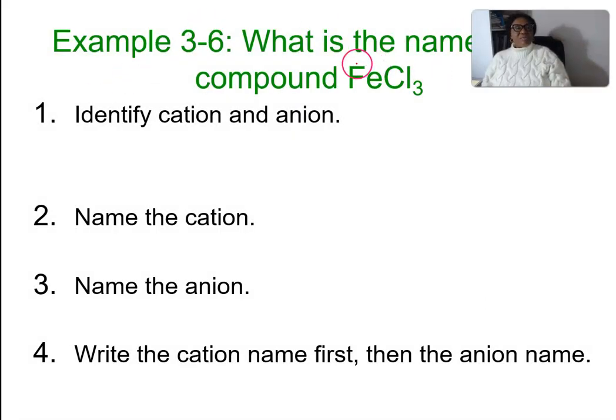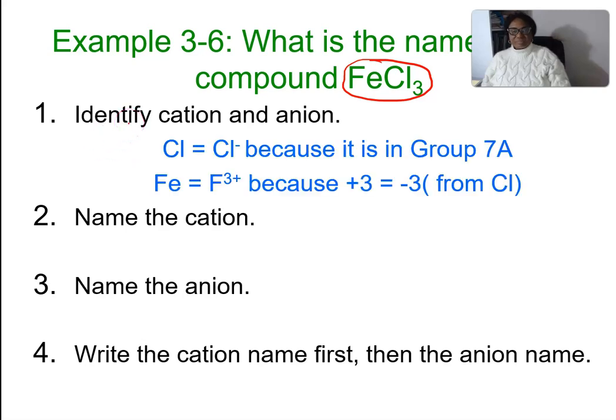So what is the name of this compound? We'll go through the same steps. Identify the cation, but we identify the cation and the charge on the cation by using the anion. So the anion is Cl-, because it's in group 7. And there are 3 of them, so the charge is -1 times 3, which is -3. That's the total negative charge. And because the total negative charge is -3, the total positive charge will be +3.